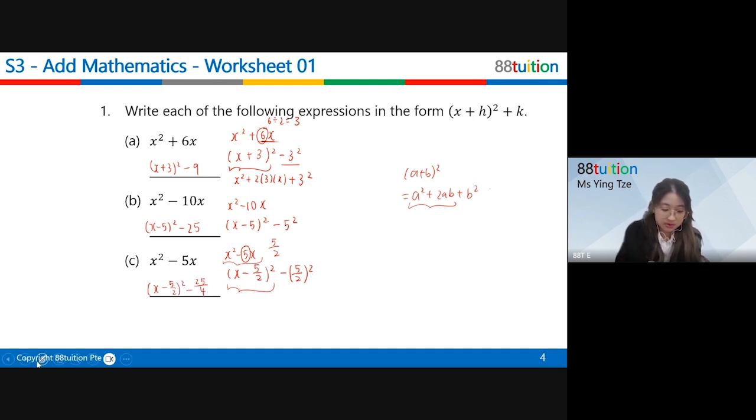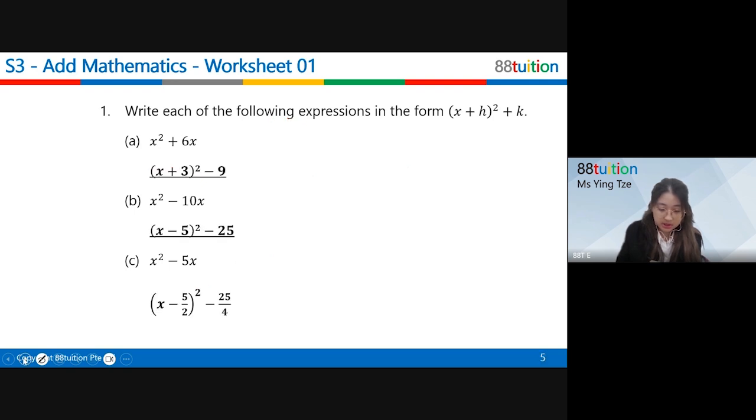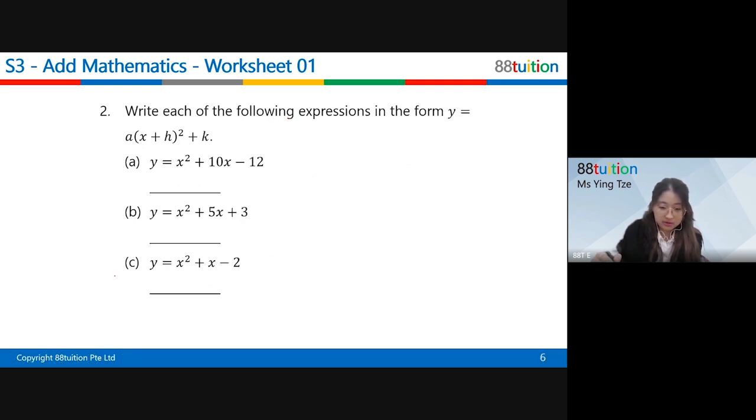Okay, so maybe for the second question, you can try to do this one and then you key in your answer. I give you some time to do.